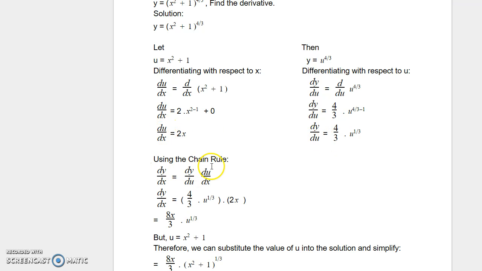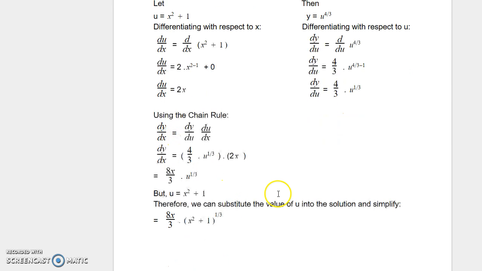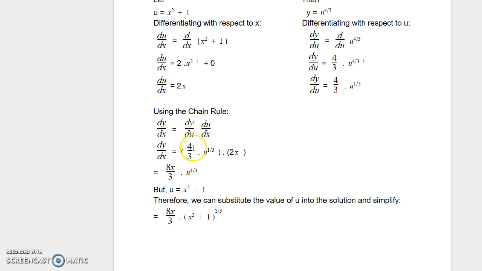Now we are ready to apply the chain rule for this particular example problem. dy by dx is equal to dy by du times du by dx. So we have the value of dy by du as 4 over 3 times u to the power of 1 over 3, which is this. And then du by dx is 2x, and that's what we have written here. So now we're going to simplify this. 4 over 3 times 2x is 8x over 3 times u to the power of 1 over 3.